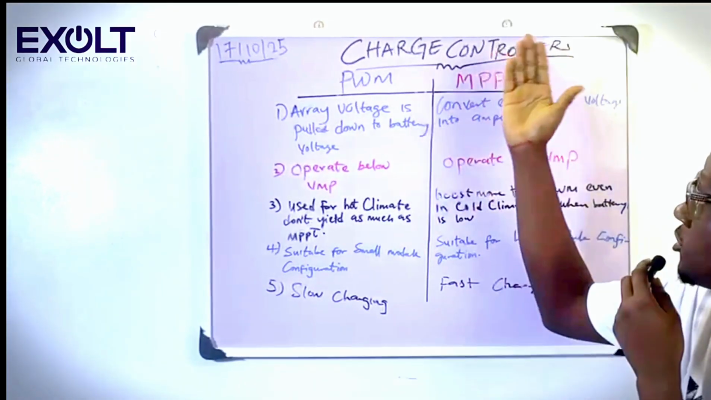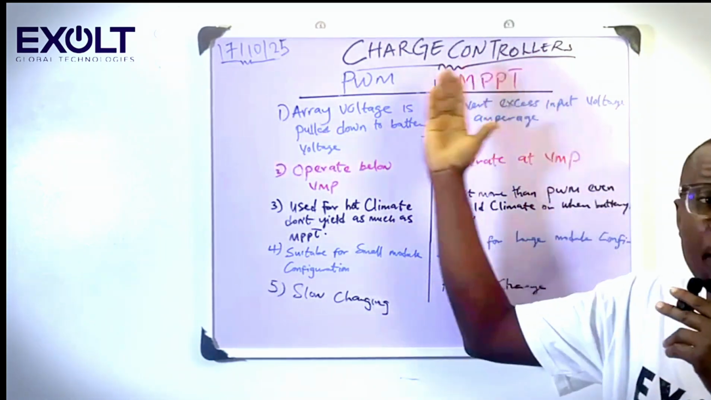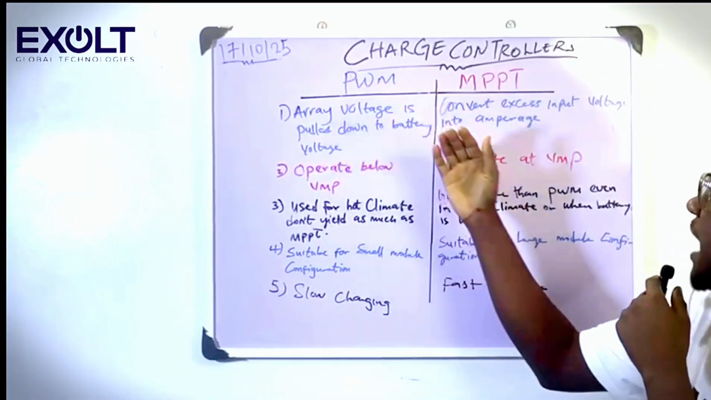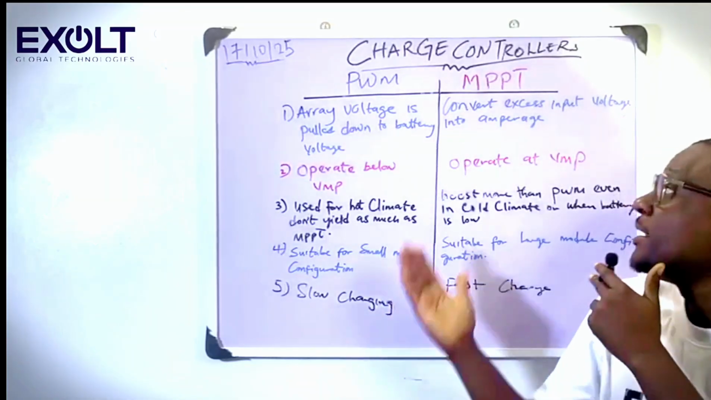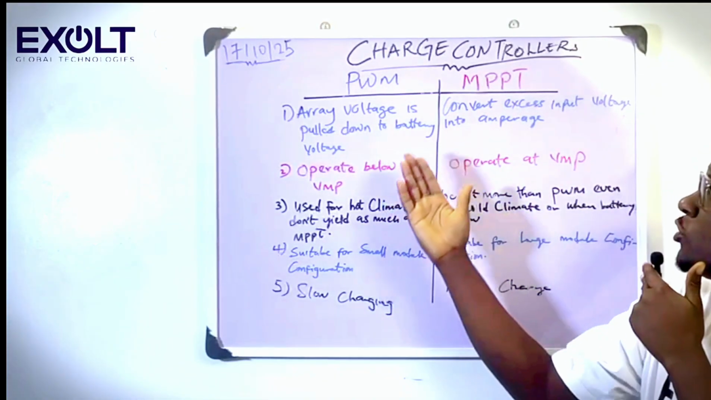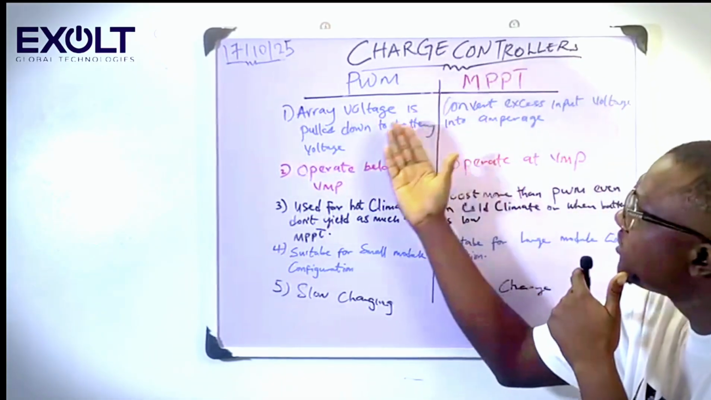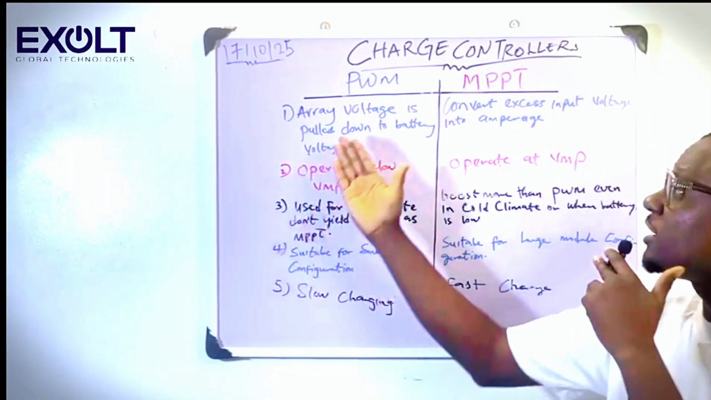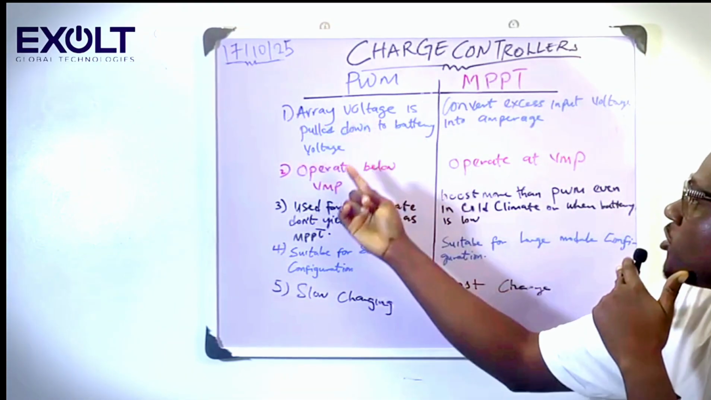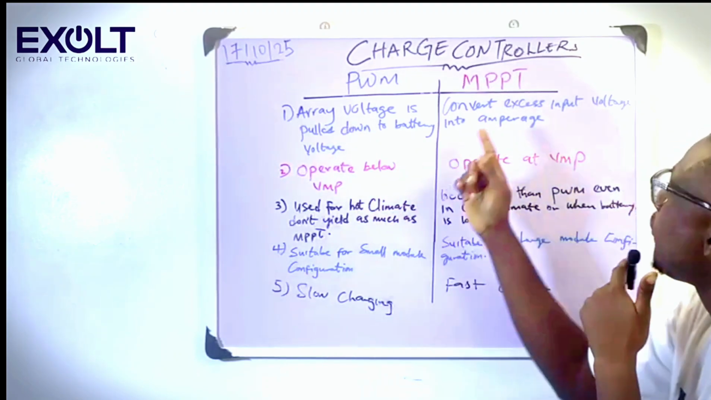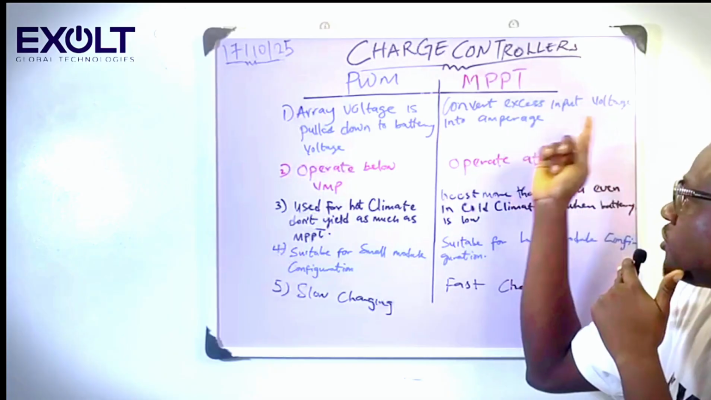Okay, now talking on charge controllers, we want to talk on the difference between these two types of charge controller: the PWM, that is the pulse width modulation, and the MPPT, the maximum power point tracker. So we took time to explain what these things are, and we want to show you their difference. Now for PWM, the array voltage is pulled down to battery voltage. So whatever voltage is generated from the panel or from the renewable energy source will be pulled down to the battery voltage, and the excess input voltage is converted into amperage in the system.